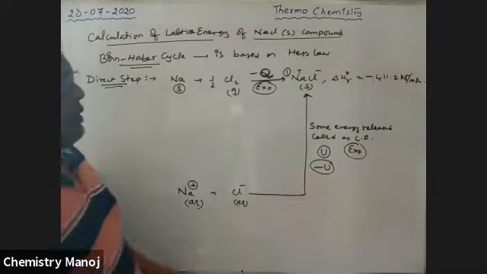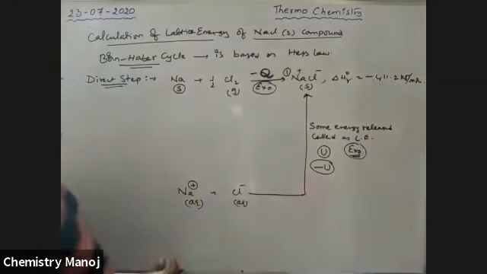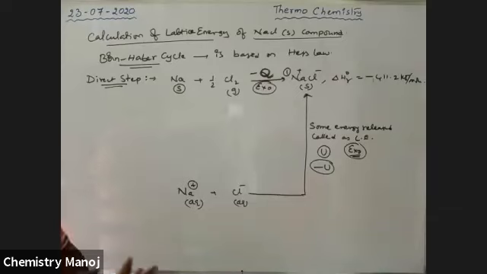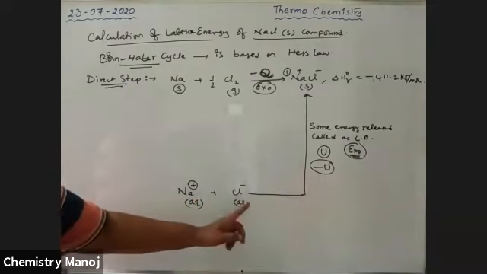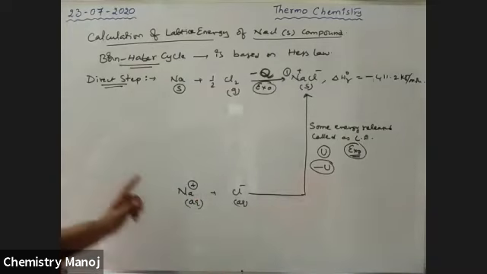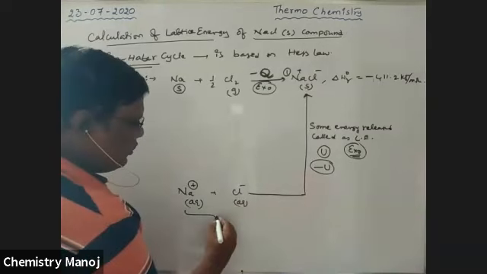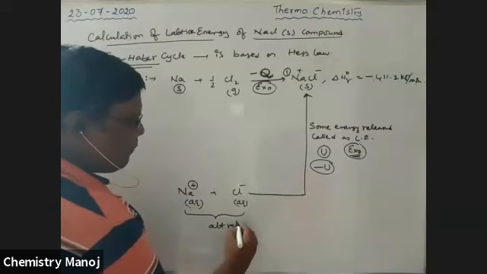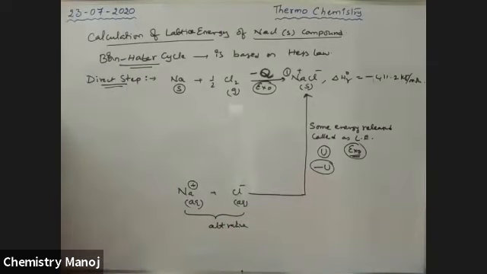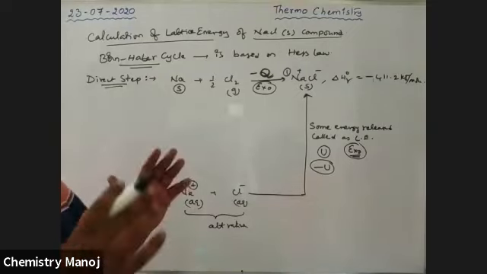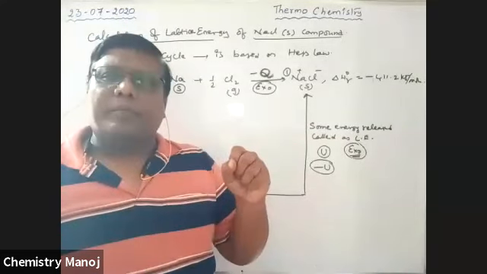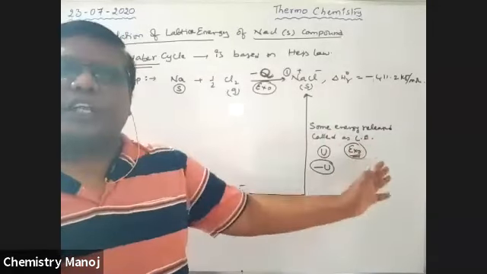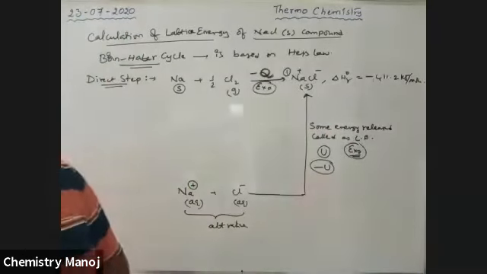See, my boys, energy is released because it is an exothermic reaction. Why sir, why is lattice energy negative here? Because between Na plus and Cl minus ions there is always an attractive force. Whenever there is an attractive force, energy will be released. Between these two oppositely charged ions there are attractive forces, so that's why energy is released. So here the value is for energy released.